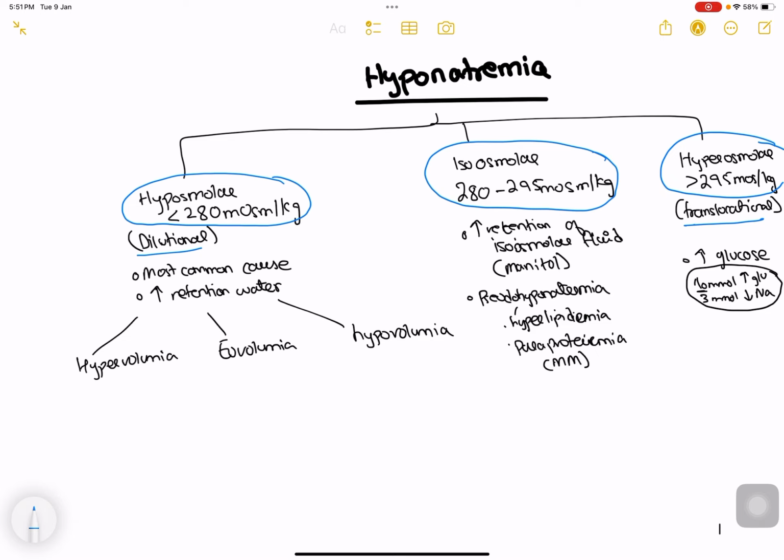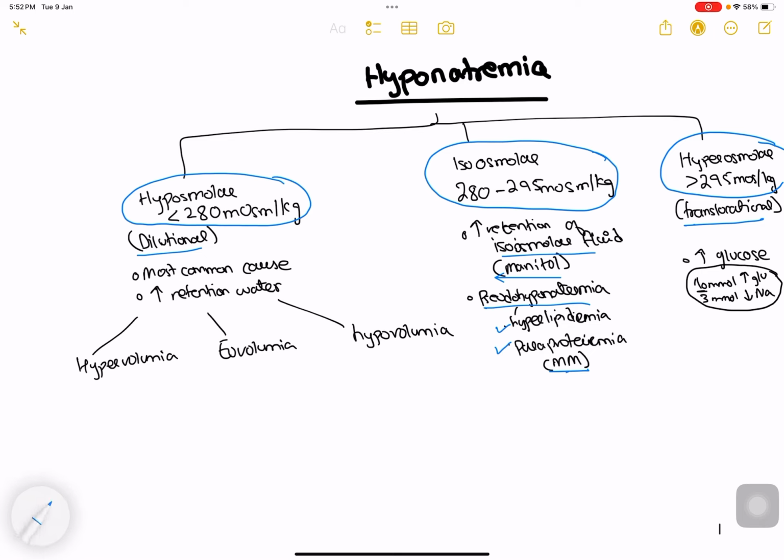But in the isoosmolar condition of hyponatremia, there is retention of isoosmolar fluid like mannitol. And it could also be pseudohyponatremia, where there are two conditions, hyperlipidemia and paraproteinemias like multiple myeloma. And then in translocational, there is increased glucose. For every 10 millimole increase in glucose, there is a 3 millimole decrease in sodium levels.